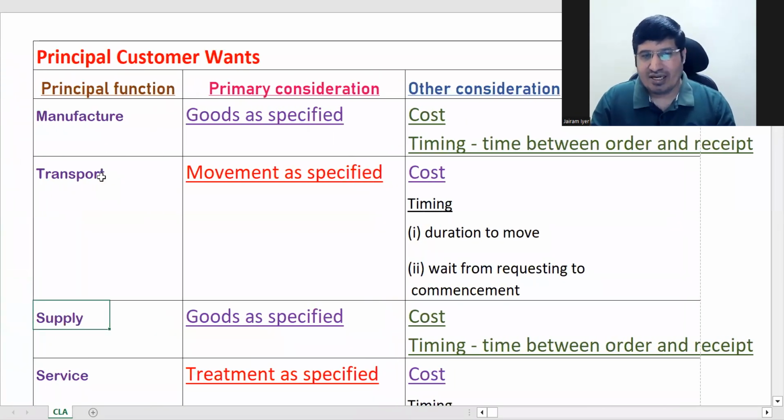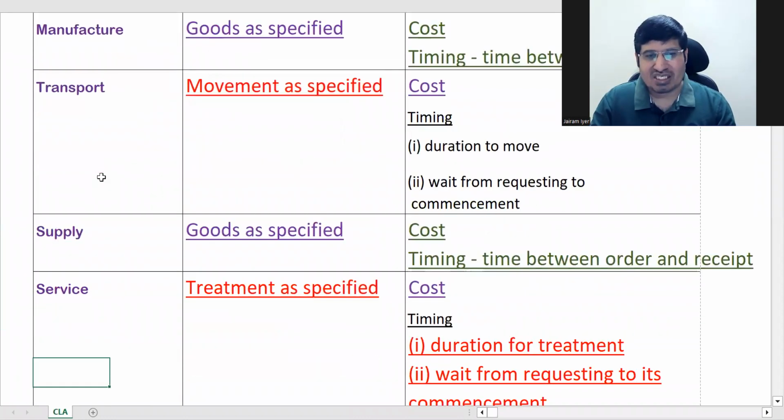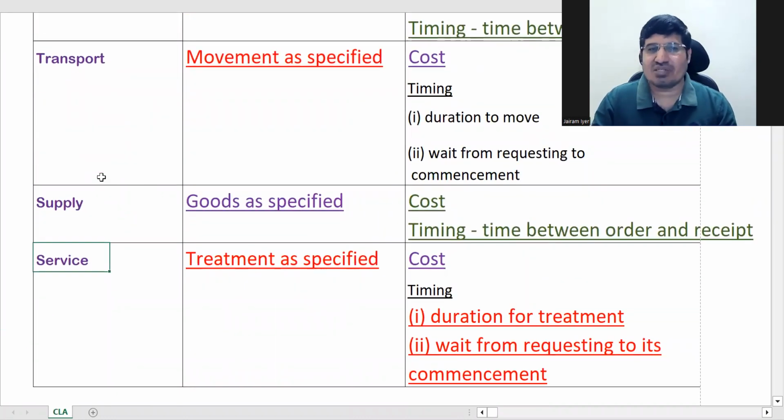Okay, then now transport is a service, so that's why the last one is service, same as your transport. Just here you are using the word movement because your transport will move, and service uses the word treatment. That's all. Otherwise these points are also the same.